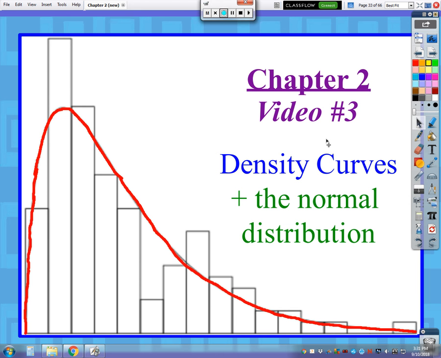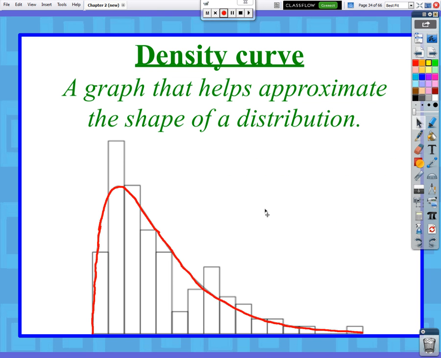Video 3 of Chapter 2, we are going to turn our attention now from things like percentiles and z-scores and linear transformations into density curves, and specifically the normal distribution. So first off, what is a density curve? A density curve is a graph that helps approximate the shape of a distribution.